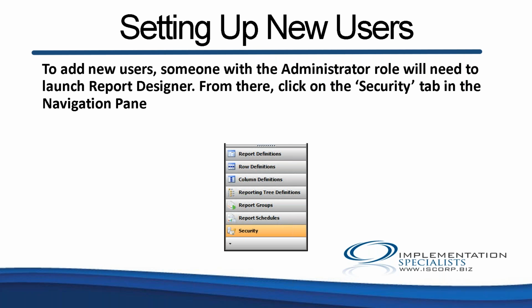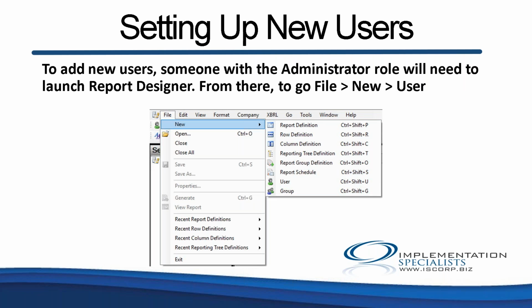To add new users, you're generally going to have somebody that has the administrator role assign them. We'll cover what the roles are in a little bit. This is done within Report Designer. Over on the left, they have a navigation pane similar to what you see in GP, and what you want to do is click on the Security tab down there. That'll bring it up, and you can then right-click in the user field and go New, or another easier way is to go to the top, File, New, and User. Again, you'll have to have administrator privileges to access these windows.